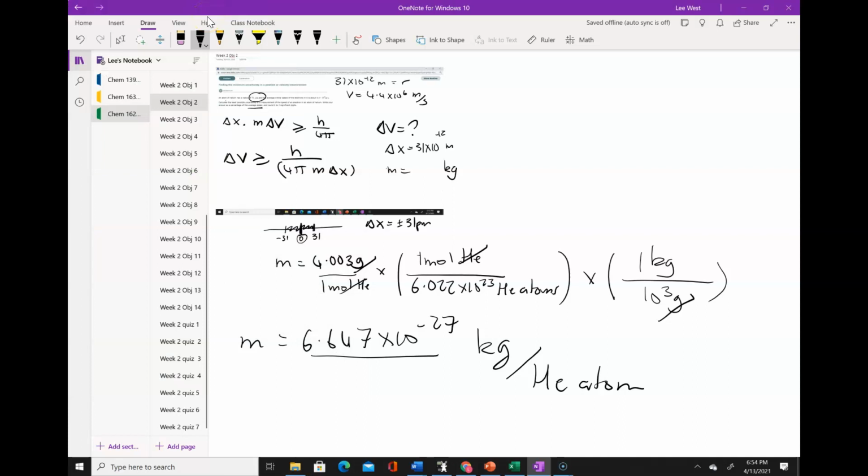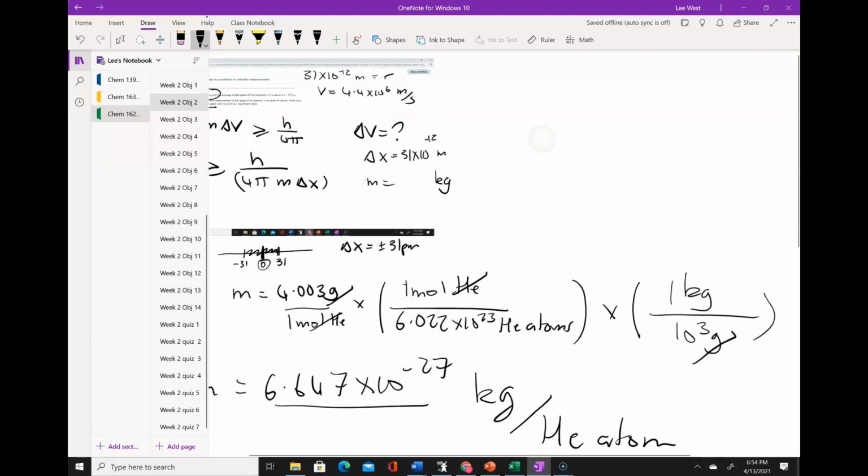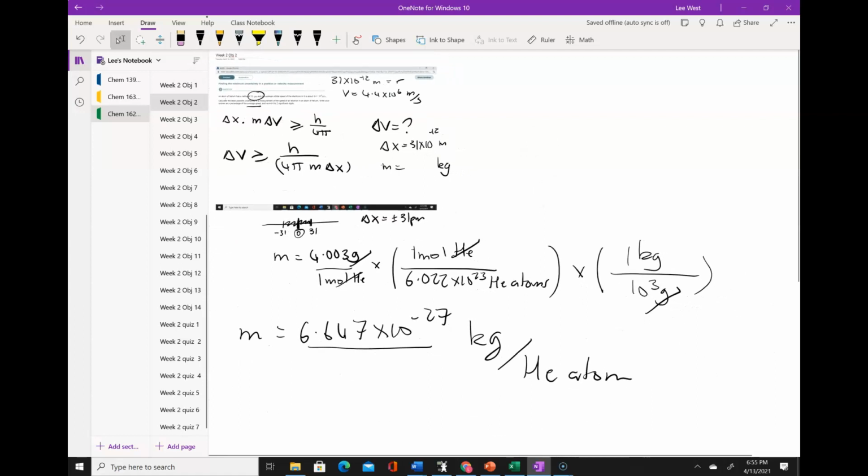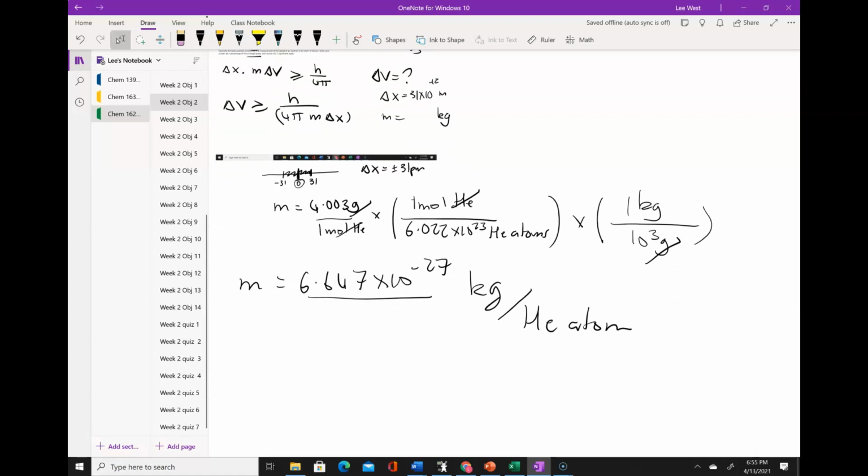So if I look at this, Planck's constant is a constant. 4 is a constant, obviously. Pi is a constant. I've just got the mass, and I've got the delta x. It's the same as the radius. So it looks like we're ready to go and plug and chug.